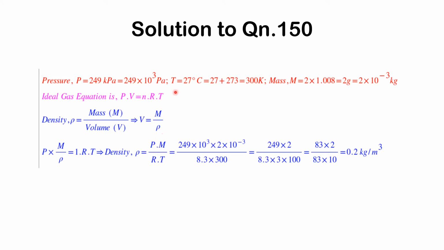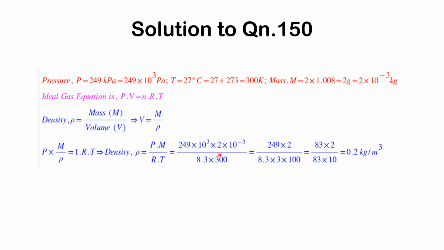So இதை எடுத்து ideal gas equationல substitute பண்ணா I get pressure into volumeக்கு பதிலா you substitute mass by density. So it's mass by density is equal to number of moles 1 into R into T னு வரும். இதை திரும்ப rearrange பண்ணா I get density rho is equal to pressure into mass divided by R into T னு வரும். So pressure நமக்கு தெரியும் it's 249 into 10 power 3. Mass நமக்கு தெரியும் it's 2 into 10 power minus 3 divided by gas constant R is 8.3, temperature in Kelvin is 300.